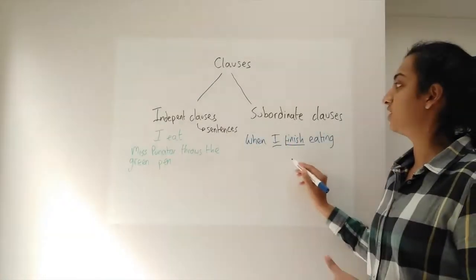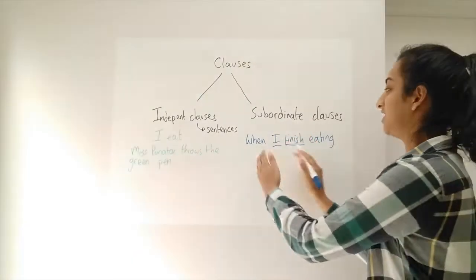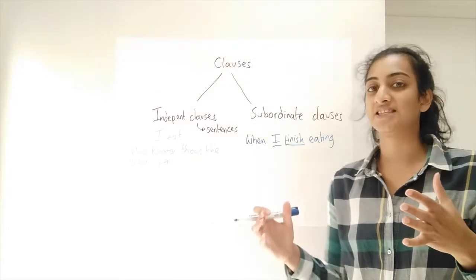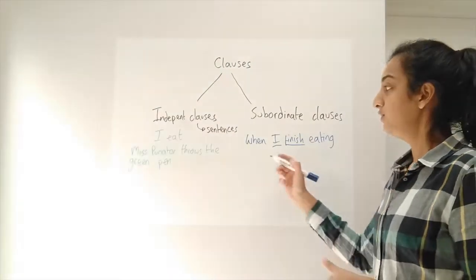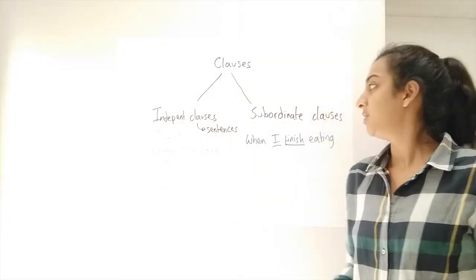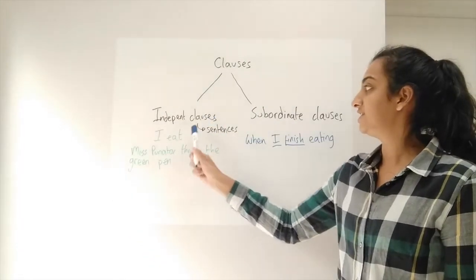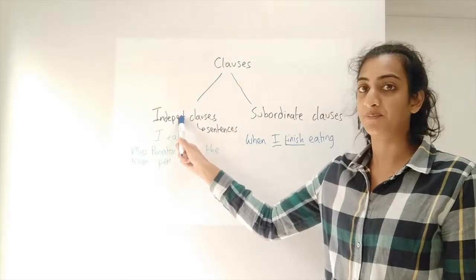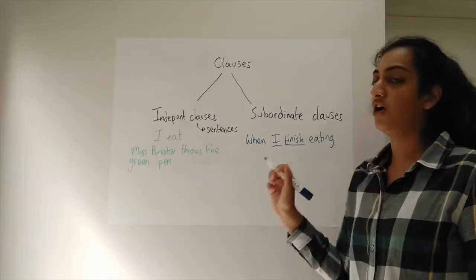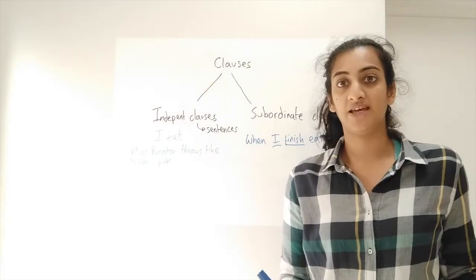I need the rest of the sentence. That's why this is called a subordinate clause, because if I just say this clause on its own, it doesn't make sense. It can't stand independently. In order to make this into a sentence, I would need to add an independent clause, because remember, sentences need to have independent clauses in them. So I could say, when I finish eating, I will go outside and play.